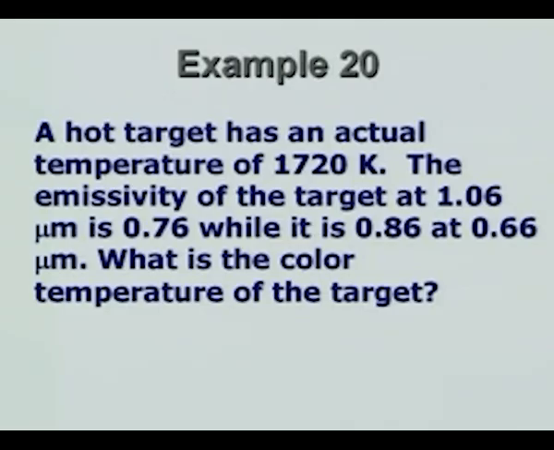So, we will look at the example. A hot target, whose temperature is measured by an independent technique, is given as 1720 Kelvin. The emissivity of the target is known at two different wavelengths. The first one is at 1.06 micrometer and its value is 0.76, and at 0.66 micrometers it is 0.86. So, two different wavelengths are given and two different emissivities are also given. We would like to find out the color temperature of the target.